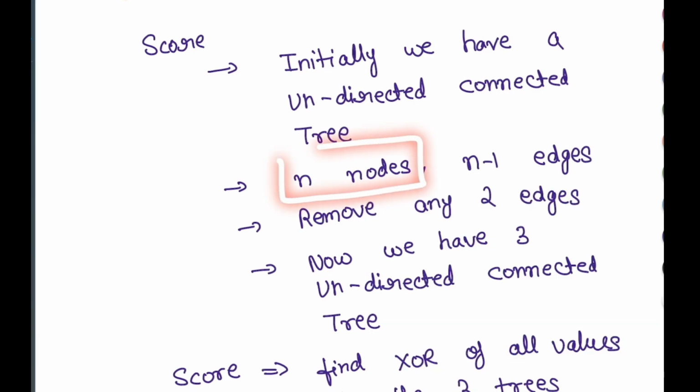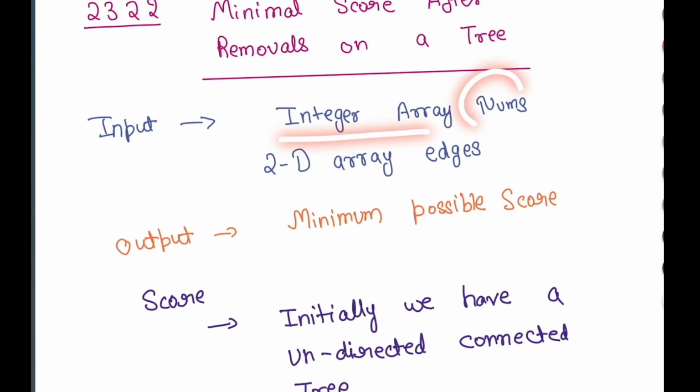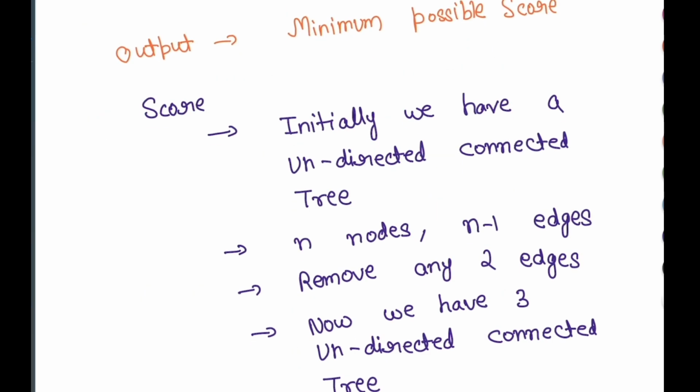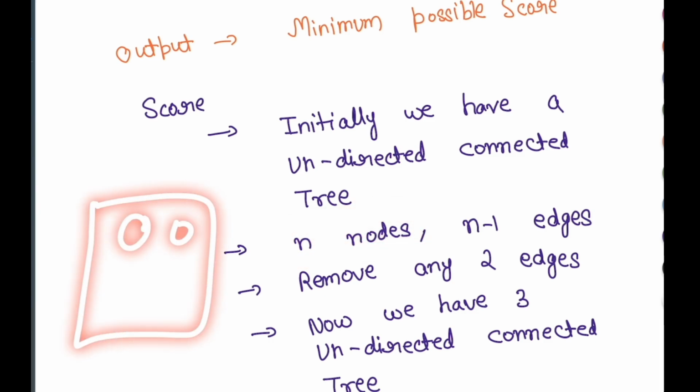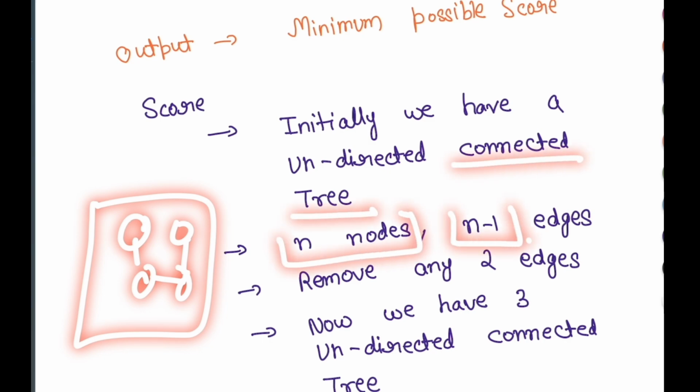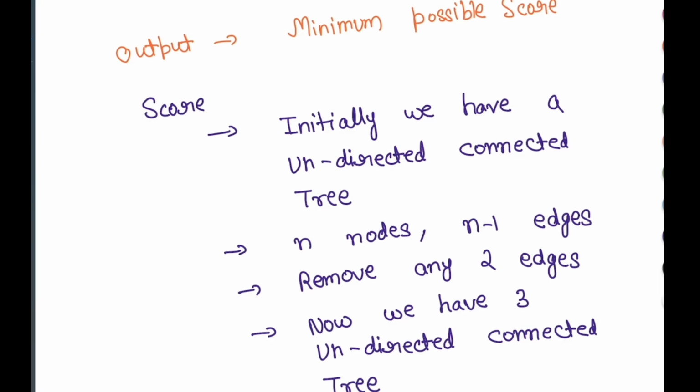There are a total of n nodes, which is given in the input array nums. The number of elements in the array nums is equal to the number of nodes we have. That is, each element in this array nums denotes one particular node. So we have a total of n nodes, and to create a tree of n nodes which are all connected with each other, because we have a connected tree, we need at least n minus 1 edges. And that is because, let us say we have two nodes, 1 and 2, then we are going to need one edge to connect them.